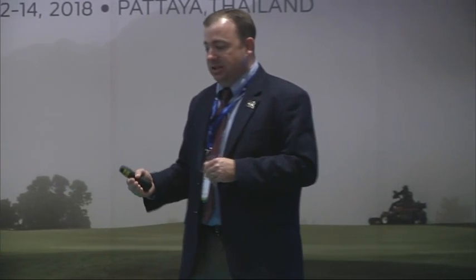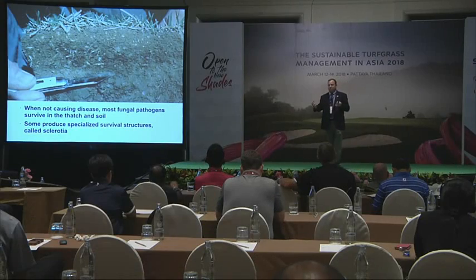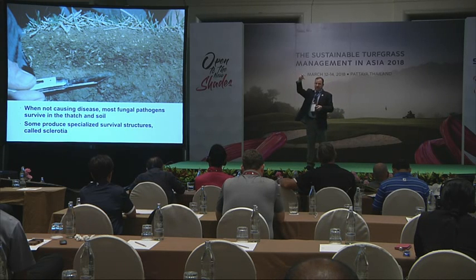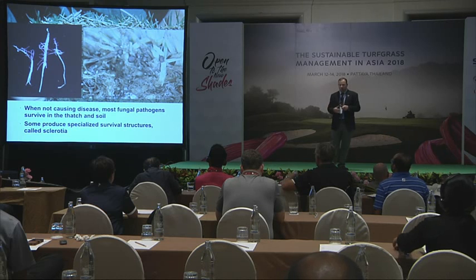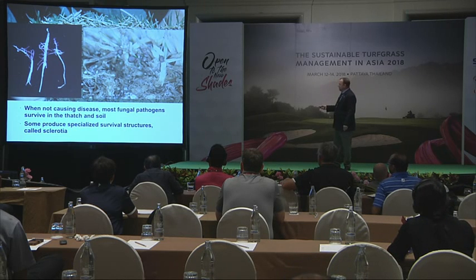Like I said before, when we were talking about thatch, when they're not causing disease, most of our pathogens that are impacting the turfgrass are just hanging out in this thatch layer and breaking down dead material. And in that respect, the fungi are doing the job that we like them to do, which is to break down lignin and to break down the plants that are already dead. The problem is when they come up top and start hitting our host plants. Some of them produce survival structures or overwintering structures, which you probably wouldn't worry about, but these are some of the other things that we look for.